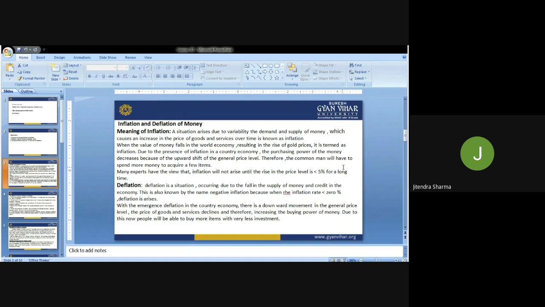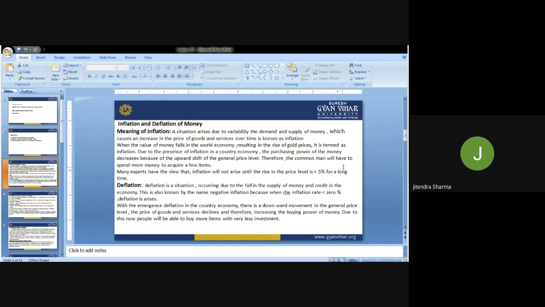So this is being called inflation. When the value of money falls in the world economy, resulting in the rise of prices, it is dubbed inflation. Due to the presence of inflation in a country's economy, the purchasing power of money decreases. If there is inflation, then definitely the value of money decreases simultaneously, because the purchasing power declines.